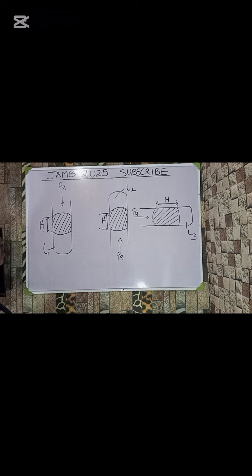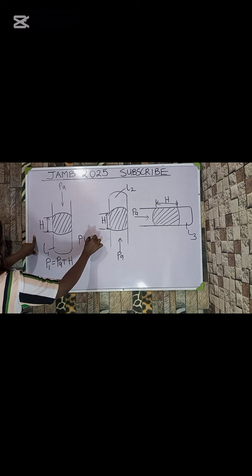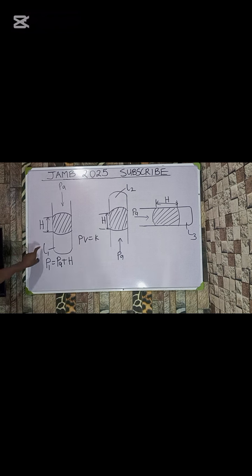Okay, so look at this diagram closely. One thing you must know is this: if the tube is open and the bottom end is closed, you're going to calculate the total pressure. The total pressure here, which is your P1, is equal to atmospheric pressure plus H, right? Now, because Boyle's law stated that PV is equal to constant, the volume here becomes my L1. Do you understand? So what am I trying to say?